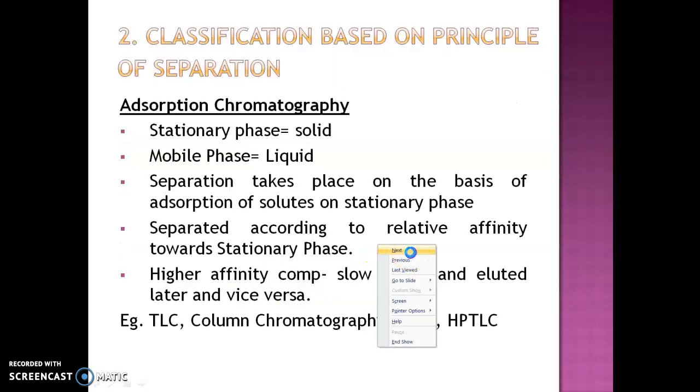The next is the classification based on the principle of separation. What is the principle of chromatography? It is based on two phenomena: first is the adsorption phenomenon and another is the partition phenomenon. Here, what is adsorption chromatography? Adsorption is the process where the analyte in a mixture is adsorbed on the surface of the stationary phase.